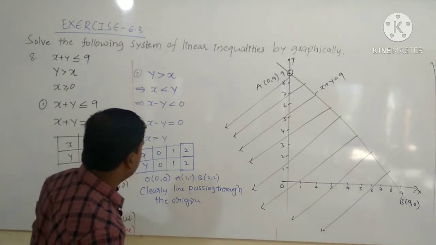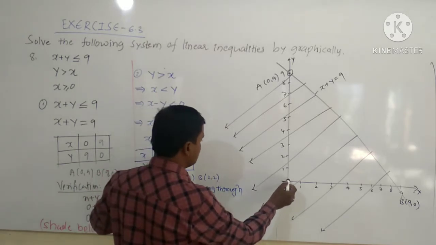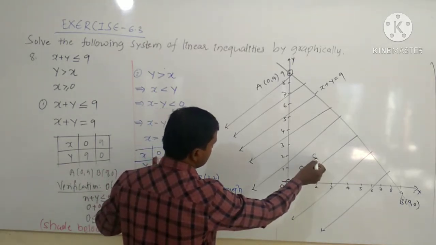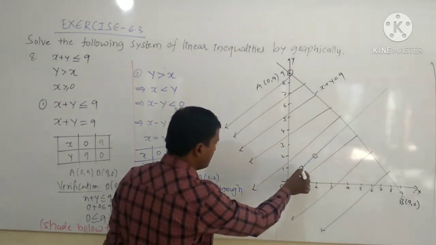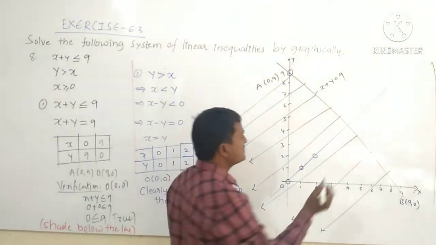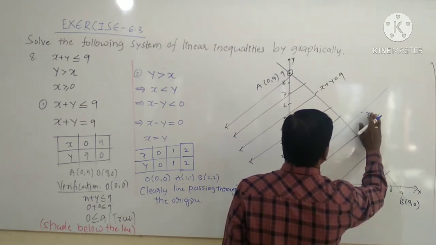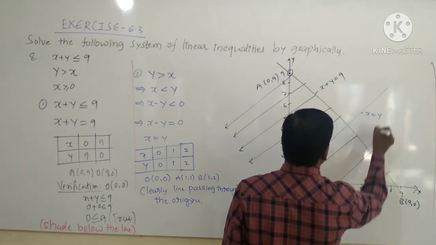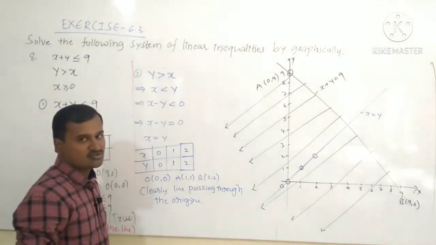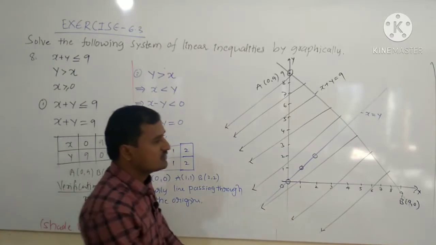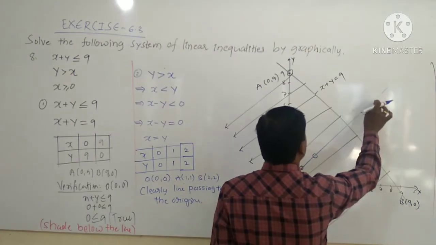So clearly here, the first point is 0 comma 0. 1 comma 1 means here, 2 comma 2 means here. Now we have to join these points, so here we are getting a straight line. What does it represent? It represents x minus y equals 0, or x equal to y. So here I'll write x is equal to y. Now again here it is less than. Less than means here it is an open interval. So open interval means we have to make the line dotted. So this is the dotted line.